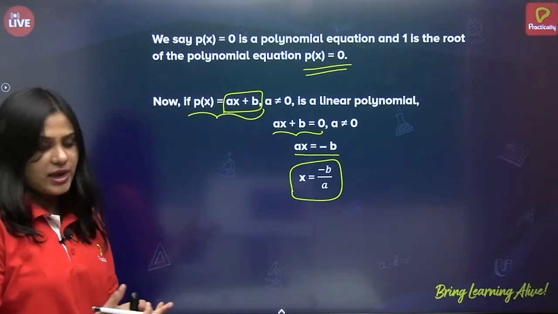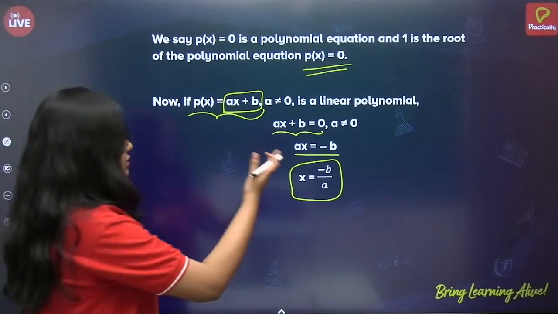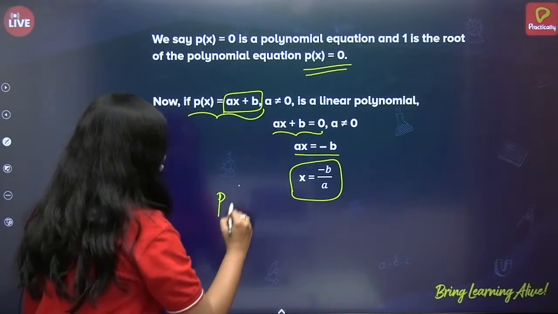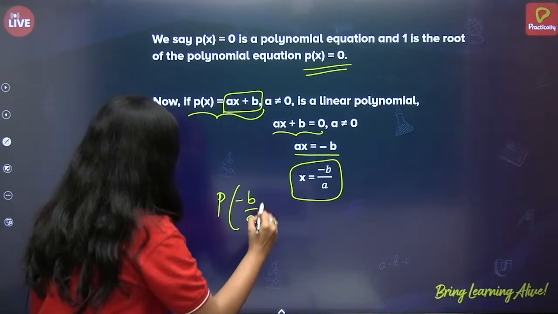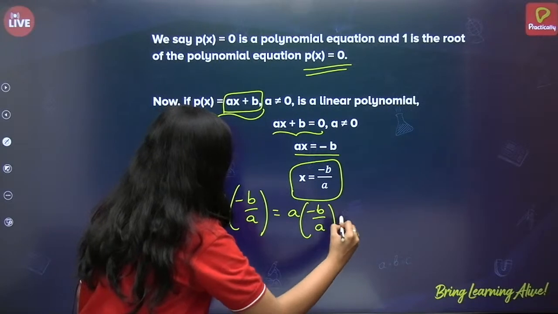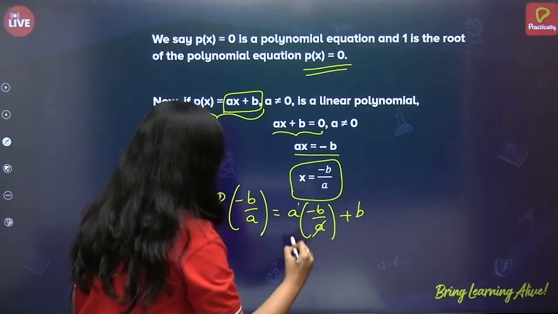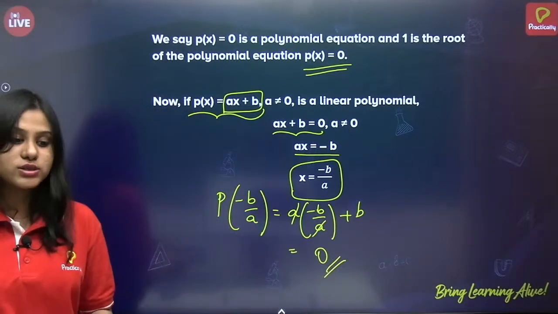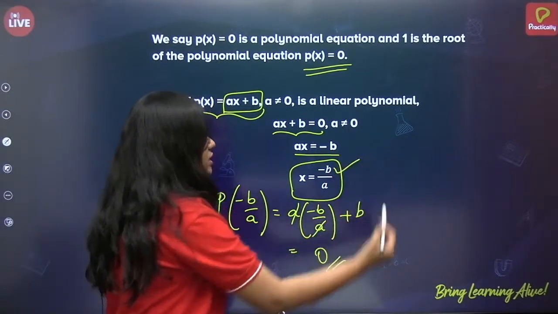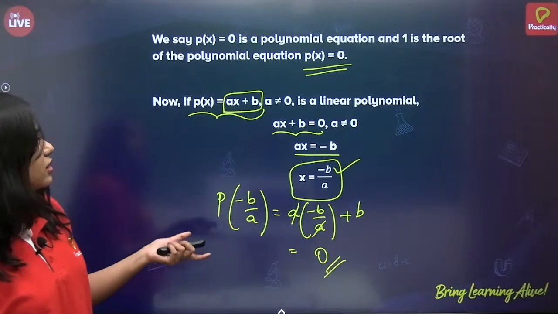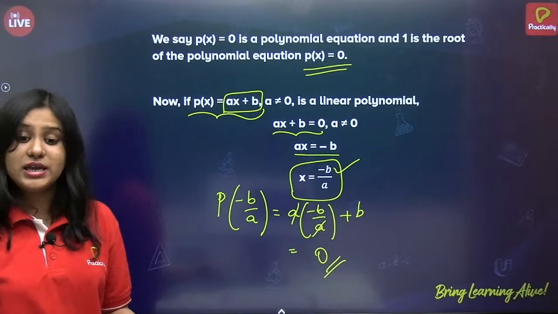Now let us check and see whether it is correct, right? So substitute p of minus b by a is equals to a of minus b by a plus b. A gets cancelled, minus b plus b 0. So yes, of course we got 0. So we say that minus b by a is a root of the polynomial equation.